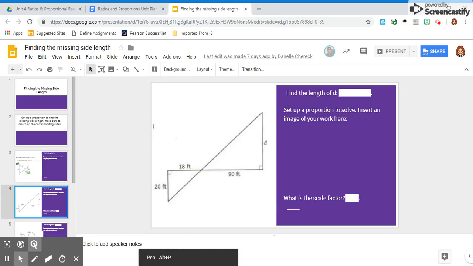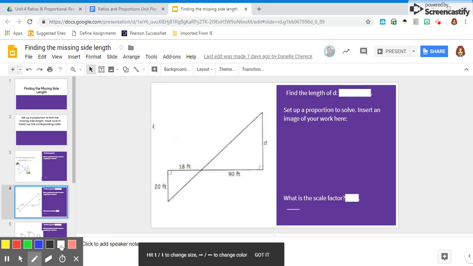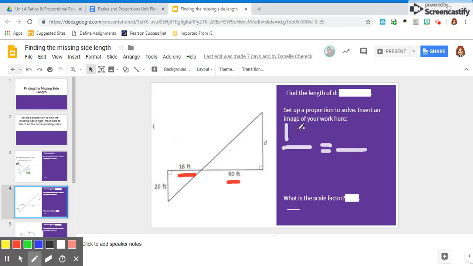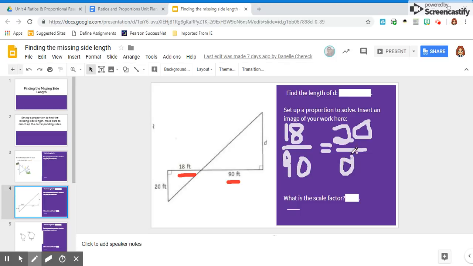Let's look at this next one. So think about how we're going to set it up. So we're going to set up our proportion and find our length for D. So again, we got to think about our corresponding sides. So 18 corresponds with 90. So we're going to do 18, and you should be writing feet, over 90 feet equals the corresponding ones would be 20 over D. So cross multiply and then divide, and hopefully you will see that that will equal 100, and you can put it right here in this little box up here. And then make sure you take a picture of your work and insert it.